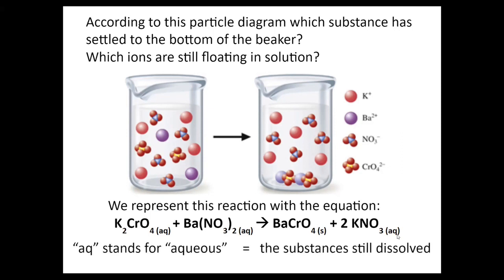We're going to develop a schema for understanding all of this as we go through this lesson. But for now, I want you to notice that AQ stands for aqueous. That means the substances are still dissolved. S stands for solid. That means the substance that fell out of solution. The term we give that is the precipitate.